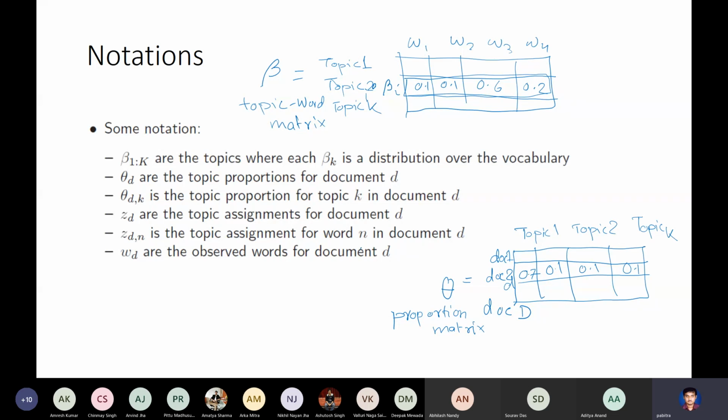Similarly, in the proportion matrix, it is a K-faced dice, and not one, it is a set of K-faced dice, one for each row. Every row represents the biases of that dth dice. The biases of the dth dice are say 0.7 for topic 1, 0.1 for topic 2, and so on. Again, if you throw the dth dice, one particular topic will come up, one integer, let's say that is ZD.